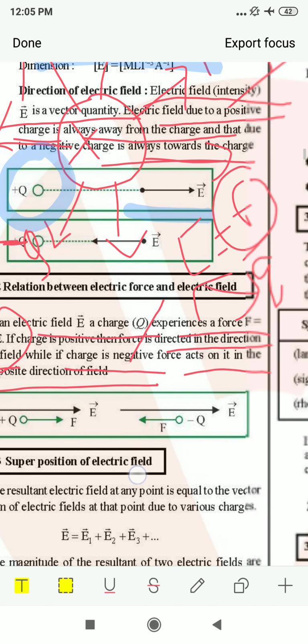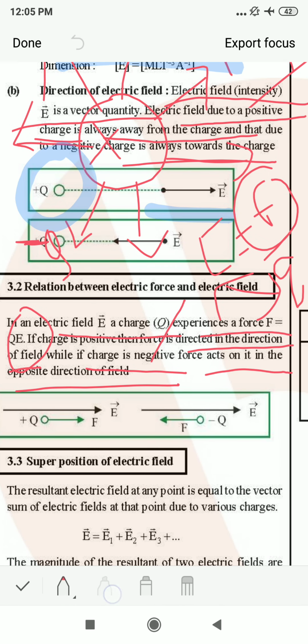It is given here in the diagram also. You can see this is the diagram. This one is for positive charge, the force is along the electric field in the same direction, and this is for the negative charge, the force is opposite to the direction of the electric field.